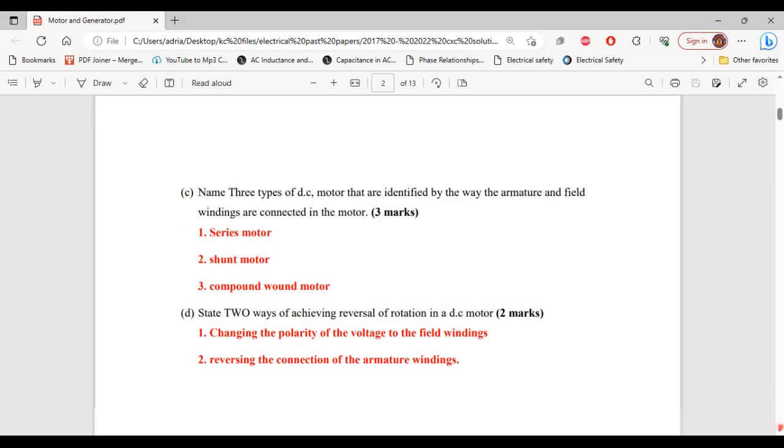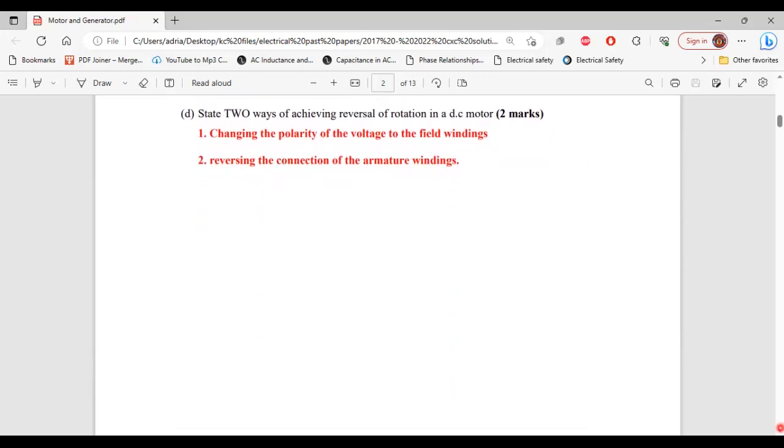For part D, it says state 2 ways of achieving reversal of rotation in a DC motor. All right, so the 2 ways are 1, changing the polarity of the voltage to the field windings. 2, reversing the connection of the armature windings. All right, so that's it for part D, and that's it for that question.